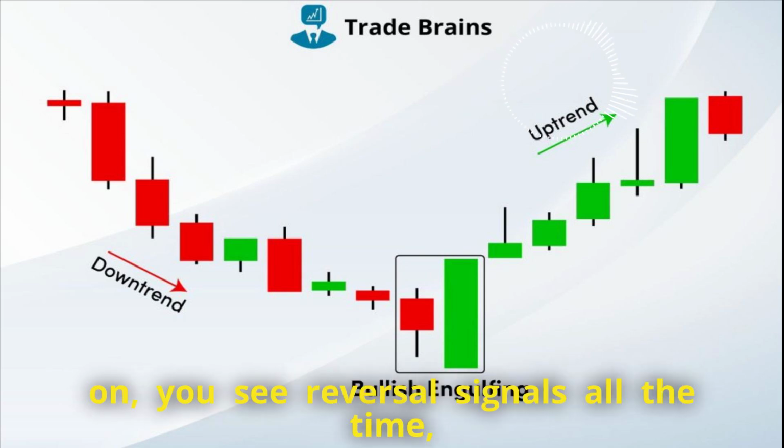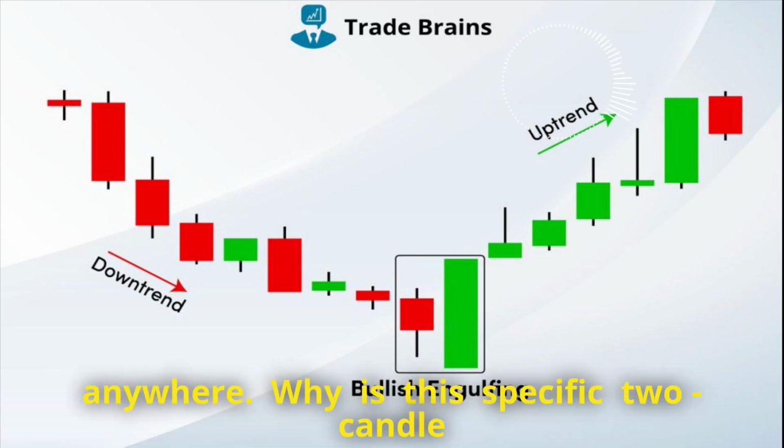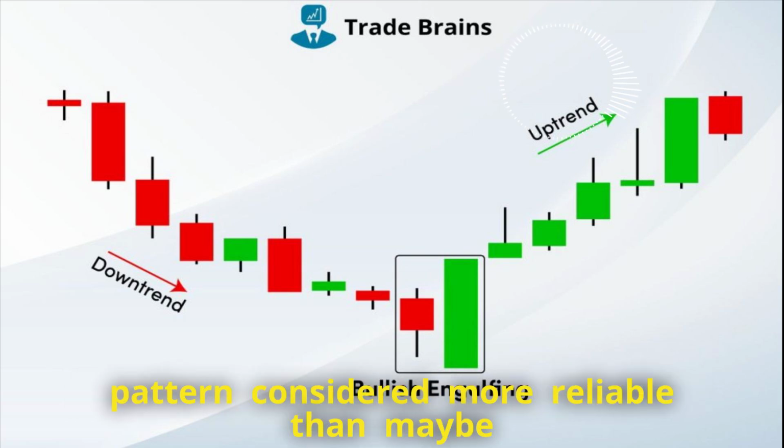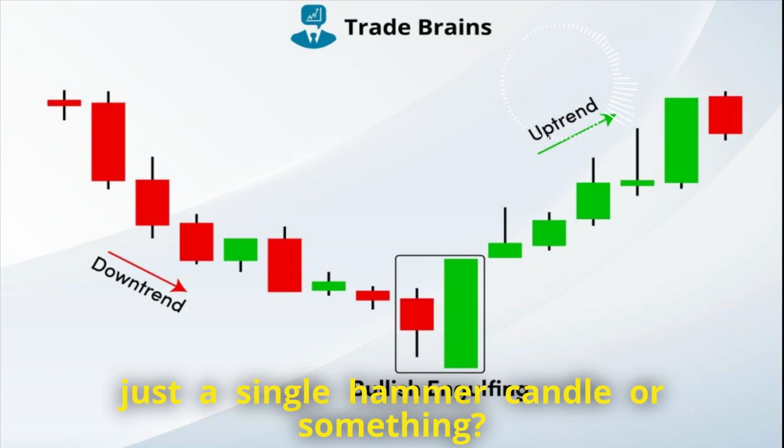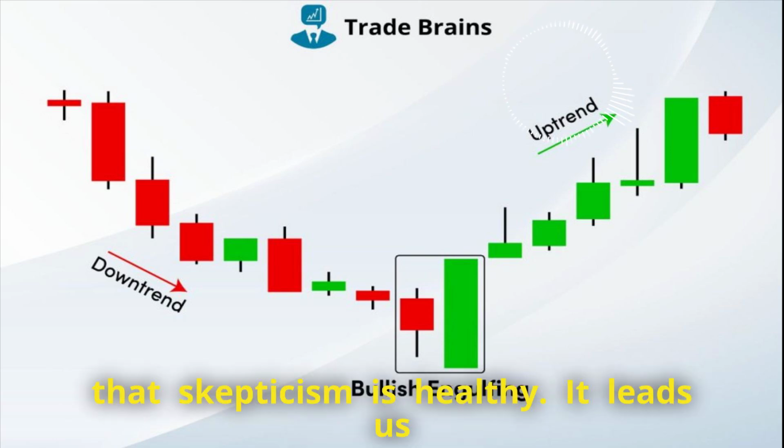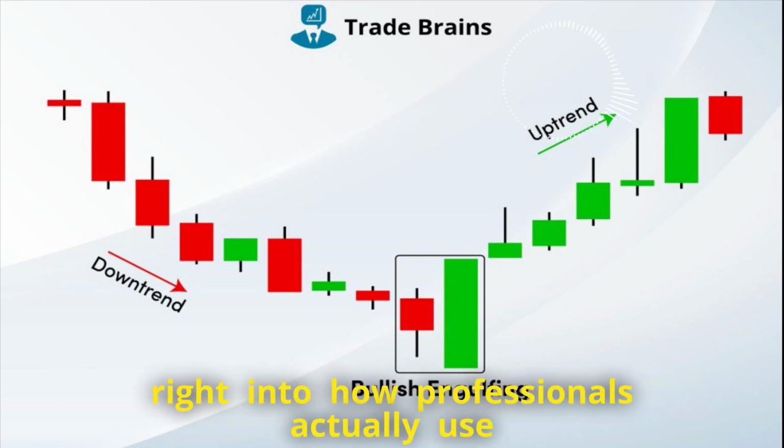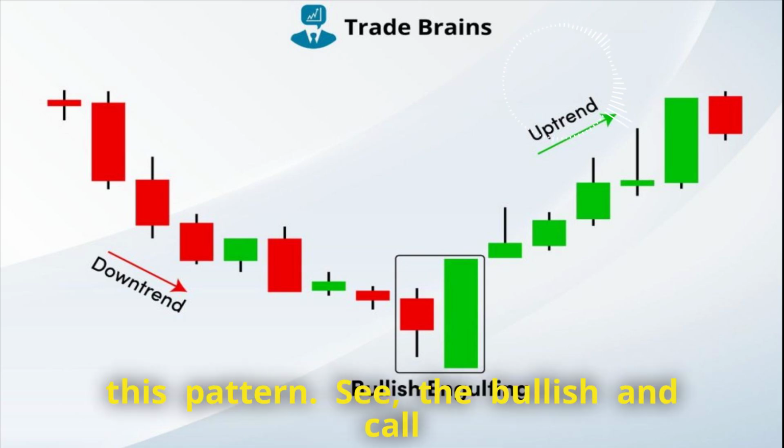But hang on, you see reversal signals all the time, right? Little bounces that don't go anywhere. Why is this specific two-candle pattern considered more reliable than maybe just a single hammer candle or something? Yeah, that's a really important point, and that skepticism is healthy. It leads us right into how professionals actually use this pattern.